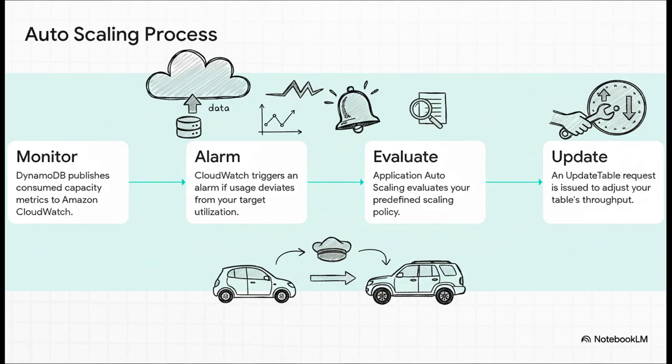DynamoDB is constantly sending its usage data over to CloudWatch. If your traffic starts creeping above or dipping below your target, CloudWatch sounds an alarm. That alarm tells application autoscaling to jump in and tweak your table's capacity up or down to perfectly match what's happening in the real world. It's like having a chauffeur who automatically swaps your little compact car for a giant SUV the moment the whole family decides to tag along.